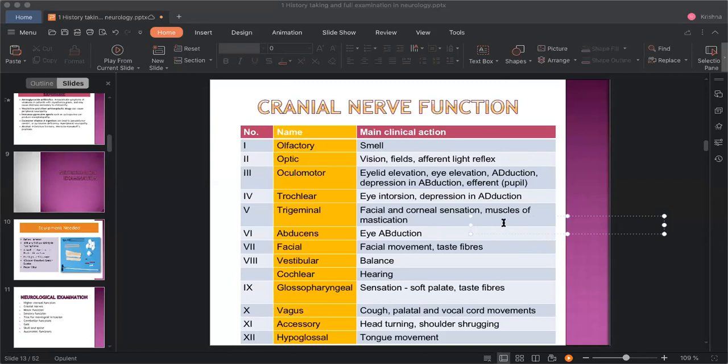Masseter. Okay, one is masseter. Good. Buccinator is not a muscle of mastication, it is a different one. Temporalis is the second one, and third, medial and lateral pterygoid. Now see here, these are called muscles of mastication, and one nerve supplies all these muscles of mastication.